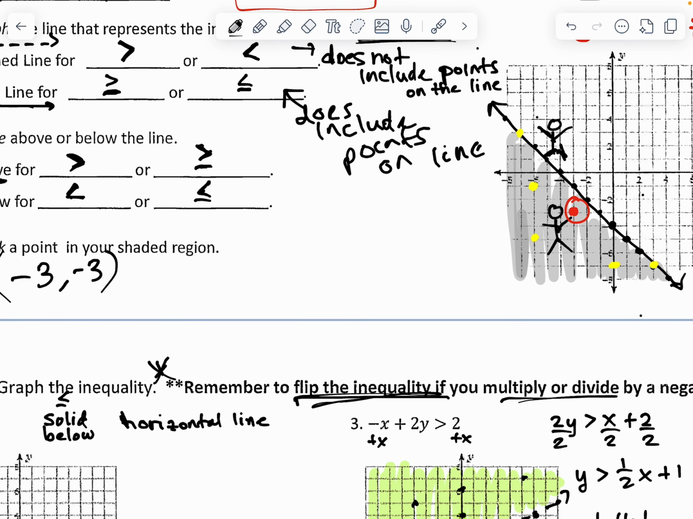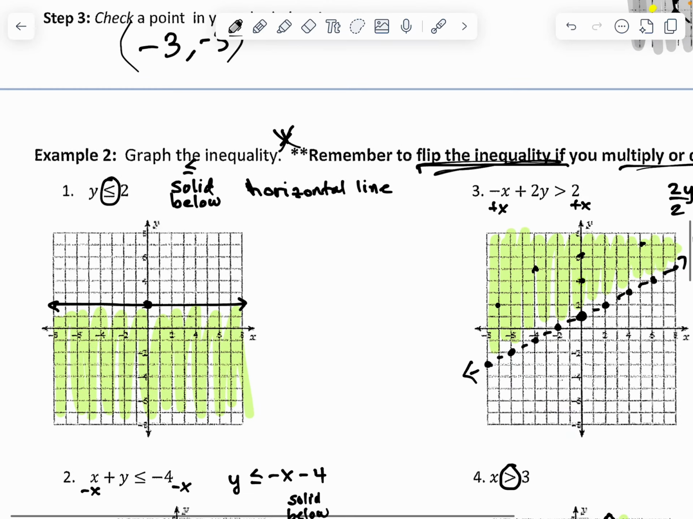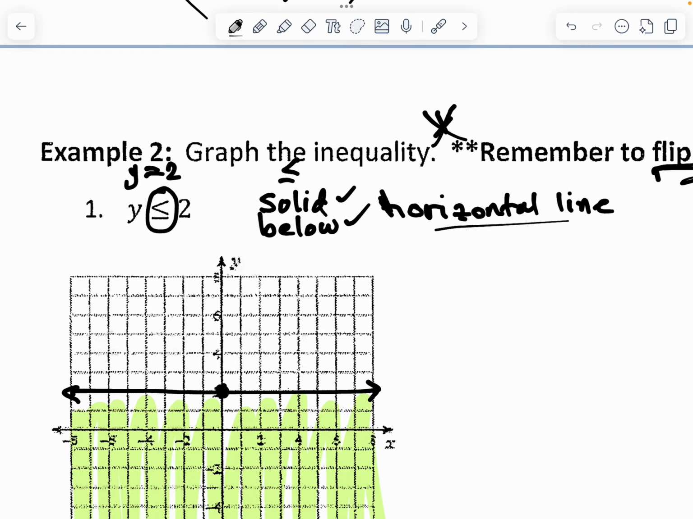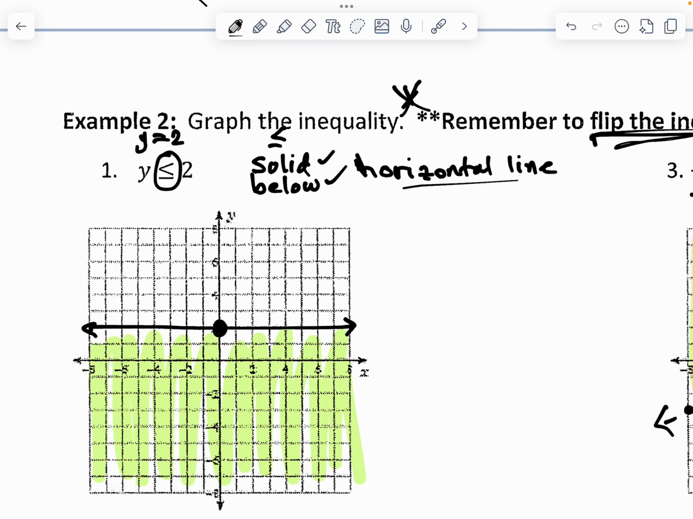Okay, so looking at number 1, first thing I'm going to do is check to see what my inequality is. It's less than or equal to. So I'm going to write solid and below. I know that it's a horizontal line because if I write y equal to 2, I'm going to have a horizontal line at 2. So I'm going to plot my point at 2 on the y-axis. It's a solid line, so I drew my solid line. And I have to shade below. So I took and I shaded everything below my line.